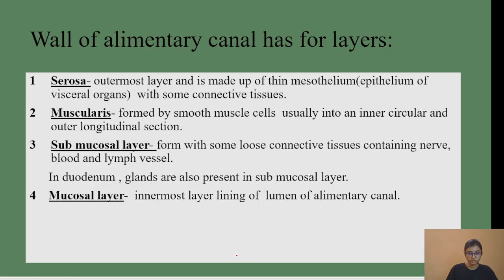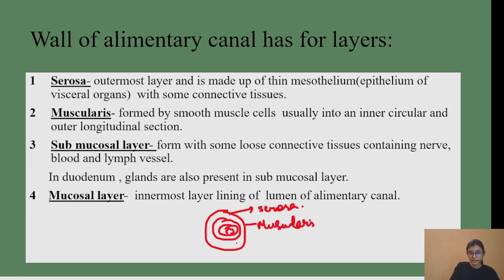Okay, so this can be the structure with four different layers. The outer one is serosa, inner one is what? The muscularis, then the submucosal layer, and inside it is the lumen. So it's serosa, muscularis, inside is submucosal, and then the inner one is the mucosal layer.